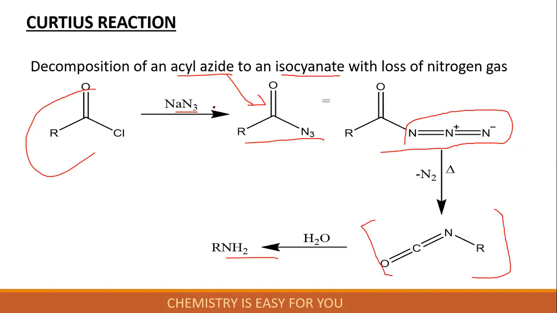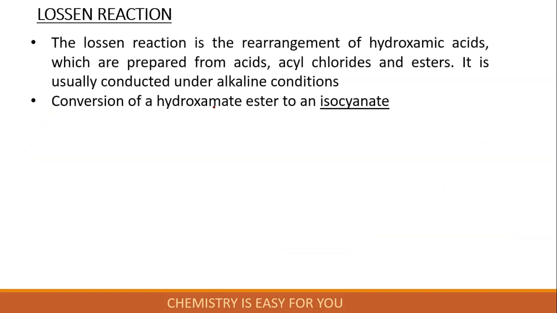So again here also the acyl azide changes to isocyanate, and from that, on reaction with water, we get a primary amine. The important thing to remember from this is what the initial reactant is. It is acyl azide. The end product is a primary amine itself, and it directly decomposes, and we don't have many reagents in between. So that is all about the Curtius reaction. Next we have the Lossen reaction.